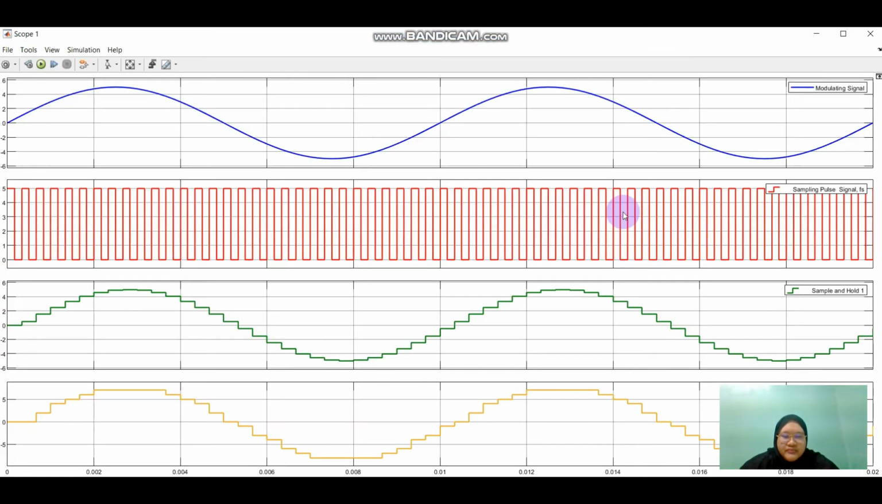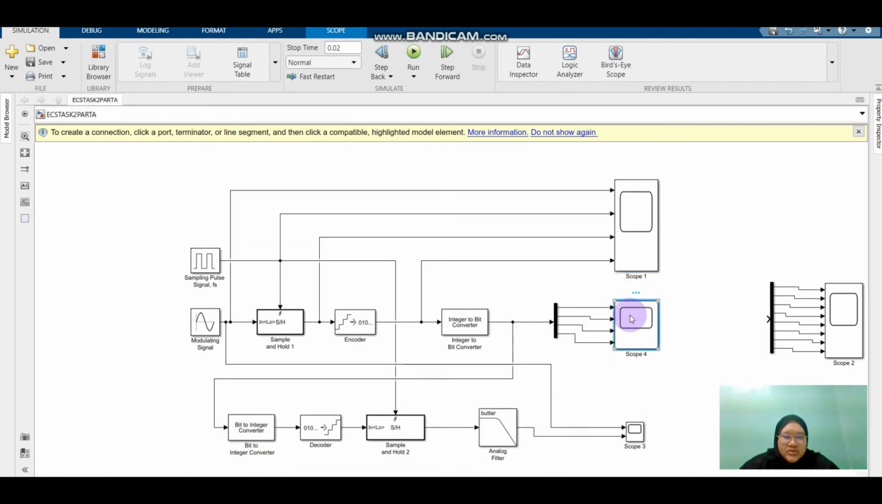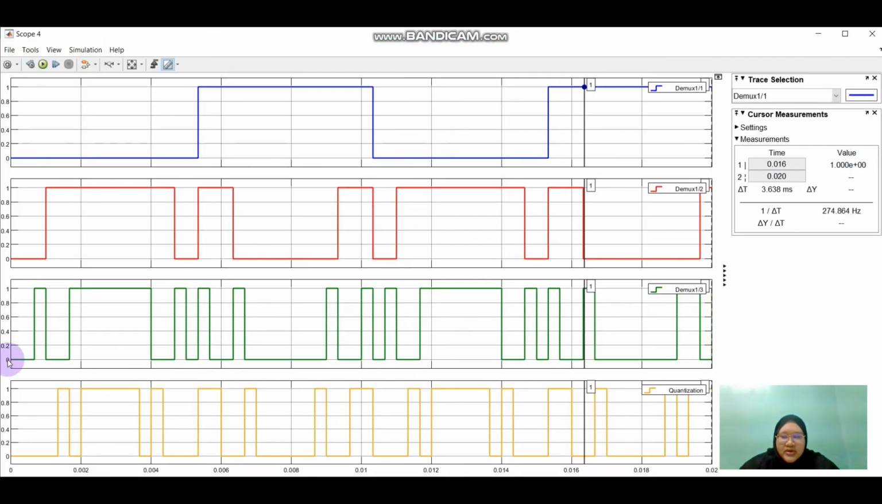So after we run, we can actually see a lot of difference between part A, part B, and part C. In this experiment, for one cycle there are about 30 samples taken. So the waveform of the quantization is more accurate than for the previous one that my friend has shown. We can also see that for the PCM data, there's a lot more to read. The way to interpret this data is the same.